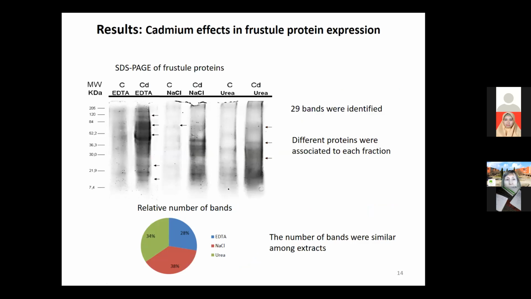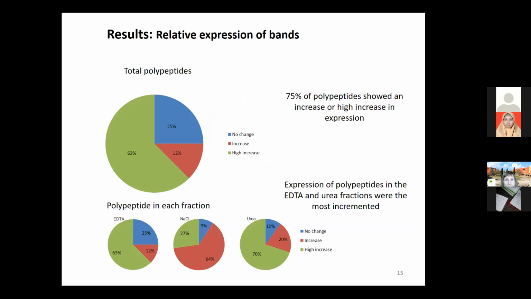The results from the protein separation by SDS-PAGE, you can see that 29 bands were identified, different proteins were associated to each fraction, and the number of bands was similar among the different extracts. Then we have the relative expression of bands, and what we saw is that 75% of the polypeptides showed an increase or a high increase in expression. And the expression of polypeptides in the EDTA and urea fractions were the most increased, as you can see.